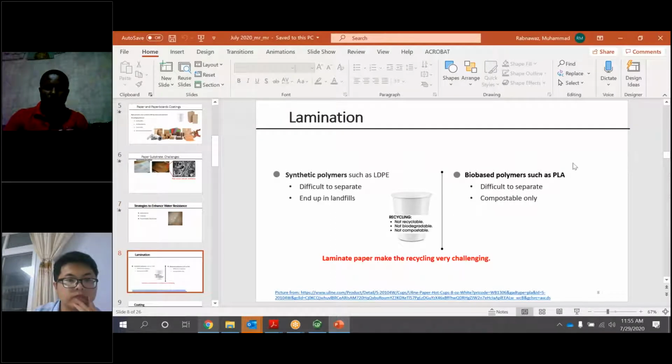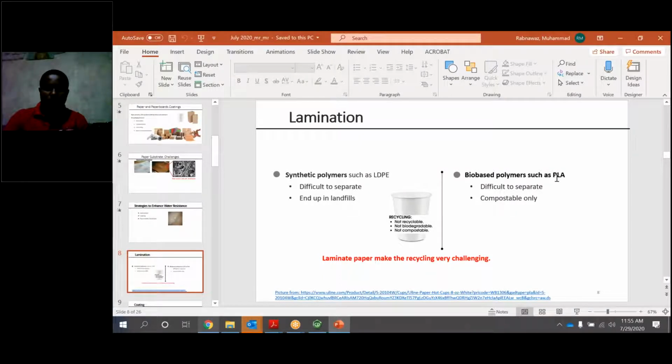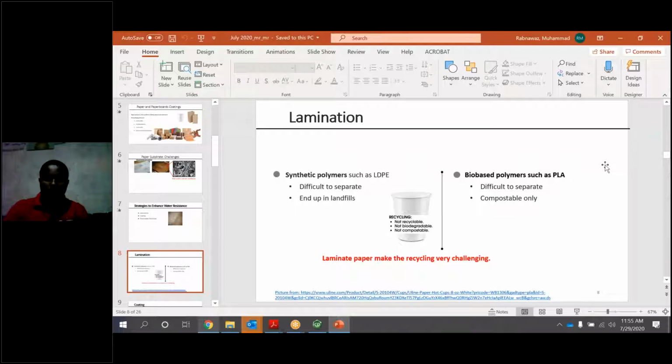All right, so what is lamination? Imagine you have an uncoated paper, and to that paper you apply a plastic film. We call that lamination, right? This plastic film can be low density polyethylene or PLA, polylactic acid. What is the challenge here? The challenge is when you use a laminated coffee cup, it's difficult to recycle because plastic separation from the paper is very, very challenging. So that's not a good idea anymore.